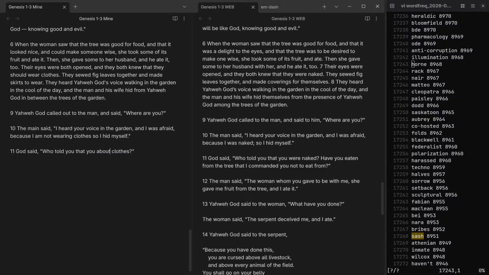Who told you about clothes? Have you eaten from the tree that I ordered you not to eat from? 12. The man said, the woman you gave to be with me, she gave me fruit from the tree, and I ate it.